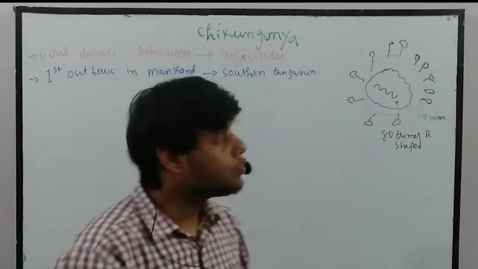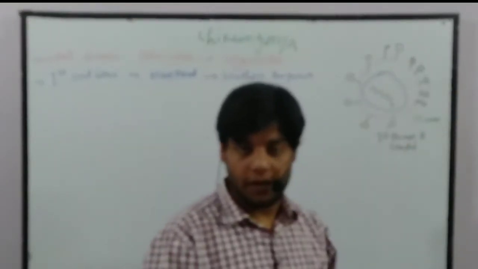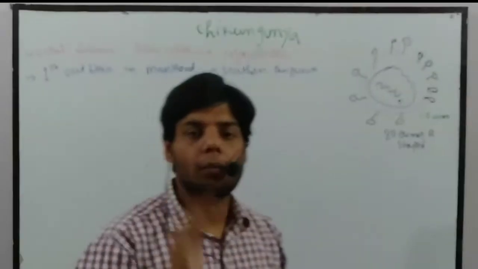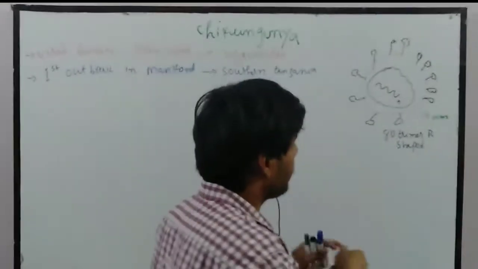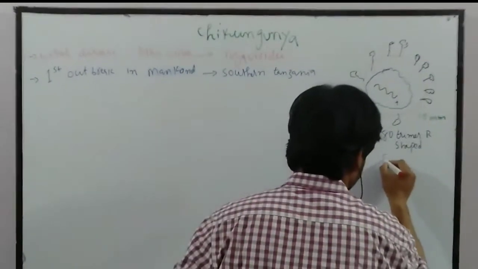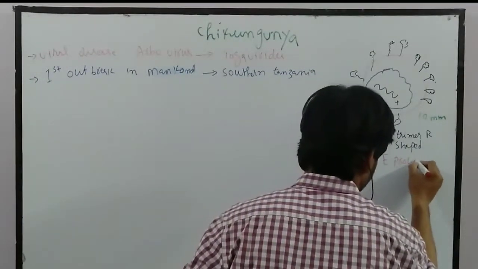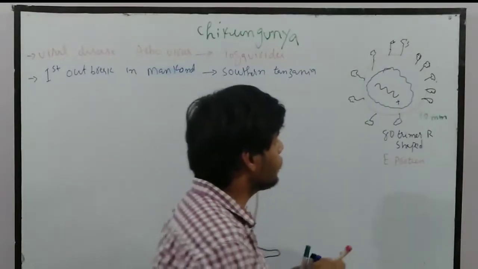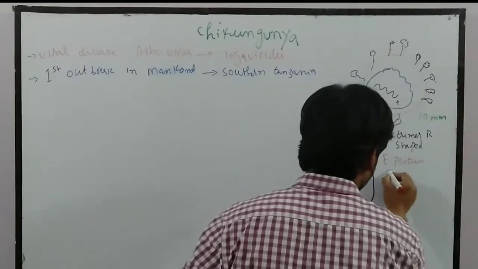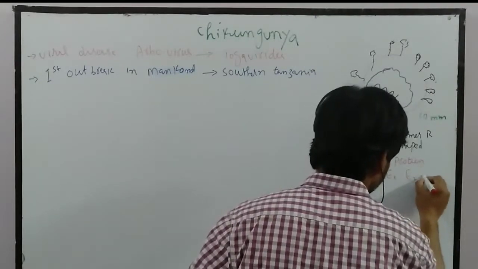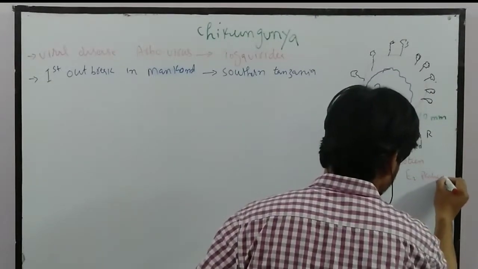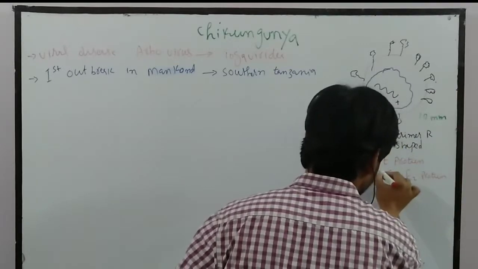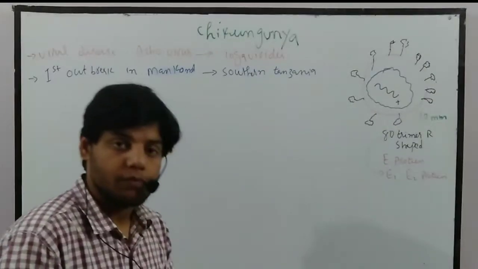These spikes usually arise from the envelope area, and the envelope is made up of E proteins. The trimers are also made up of E1 and E2 proteins.